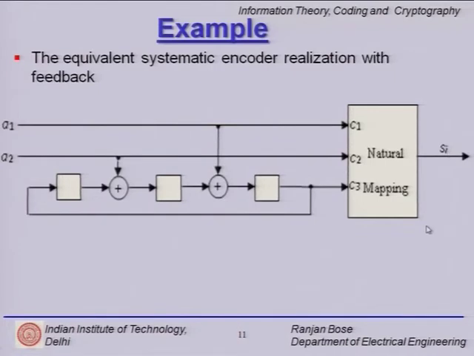So, the equivalent trellis will have 8 states because there are 3 memory elements, and there will be 4 paths emanating from each state, because there are 2 input bits. So, corresponding to 00, 01, 10 and 11, you will have 4 branches coming out, and each branch will be labeled by a symbol.